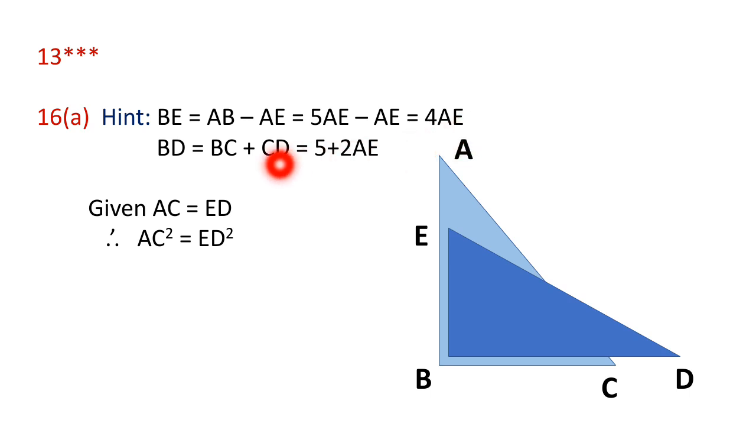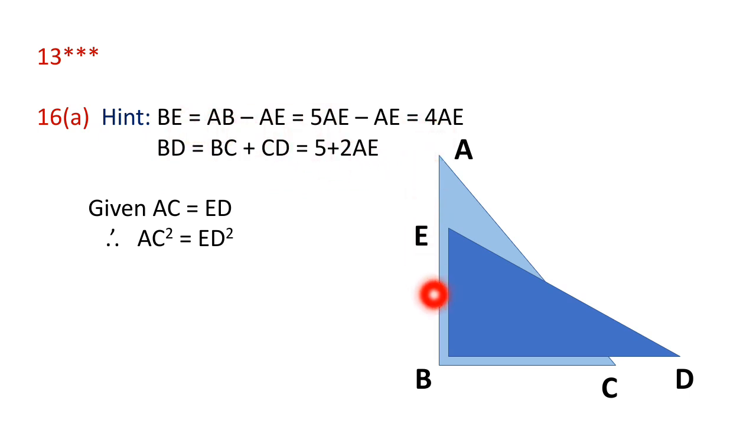Again, this BD length is also given in terms of AE. So you can take BD as BC plus CD. BC plus CD is given as 2AE, and BC is given as 5, so 5 plus 2AE. If we take AE as X, the length will be 5 plus 2X, and this length BE will be 4X.